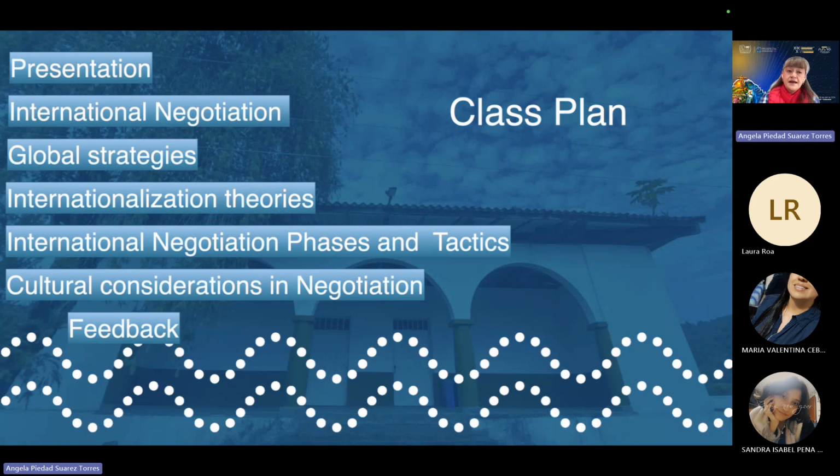And our class plan for today, after the presentation, is that we're going to talk about international negotiation, global strategies, internationalization theories, international negotiation phases and tactics, and cultural considerations in negotiation.